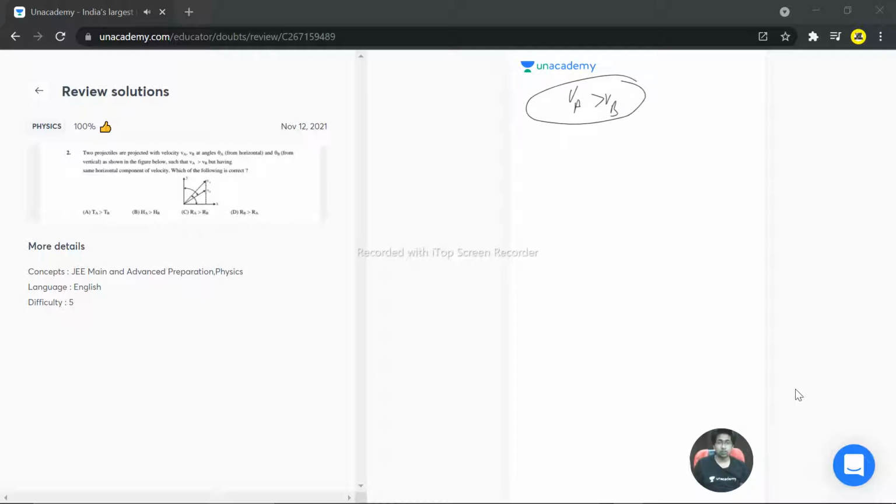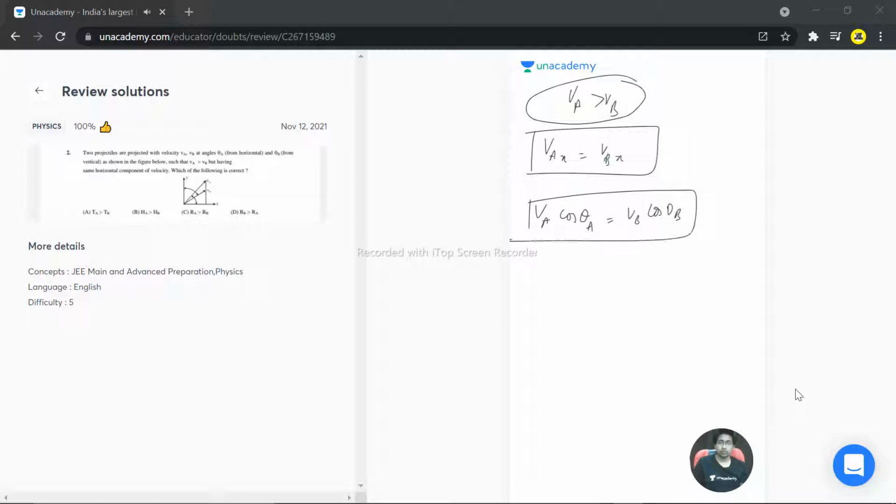But having the same horizontal component. So VA along x is equal to VB along x. These two are equal, which means we can say VA cos theta A is equal to VB cos theta B. That's what we can write. So the very next thing is, having the same horizontal component, find which of the following is correct.